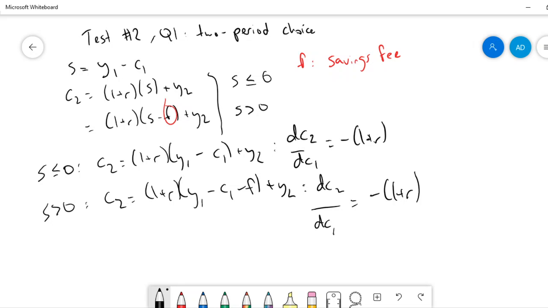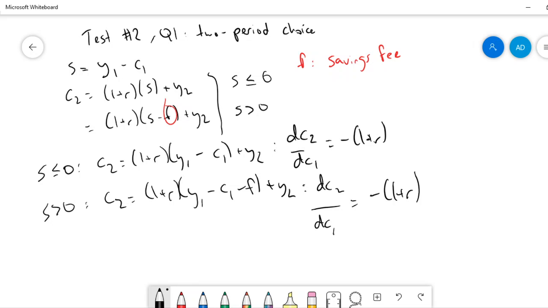And so we're saying, aha, of course the slope's not going to change. Regardless of whether we're a saver or a borrower, we're still facing the same constant slope. Why are we still facing the same constant slope? Well, because the savings fee is a fixed amount. It doesn't change the trade-off at the margin.